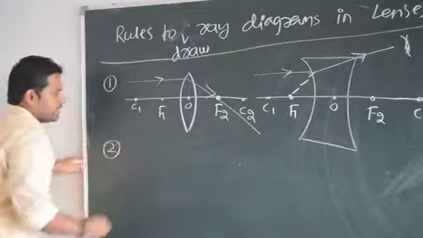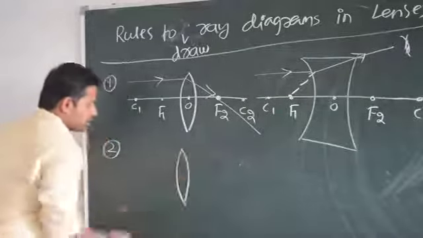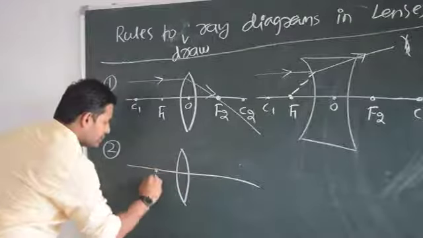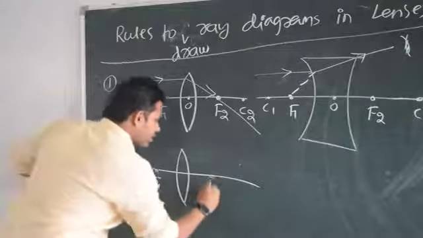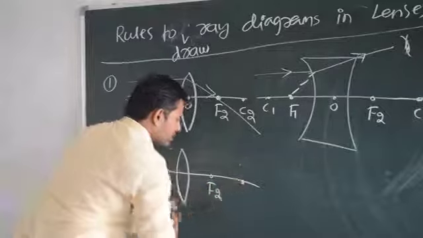And the second rule. Let us see the second rule. Very simple. I have the biconvex lens, and here is the focus F1, and here is C1, and I have F2, and I have C2 here.